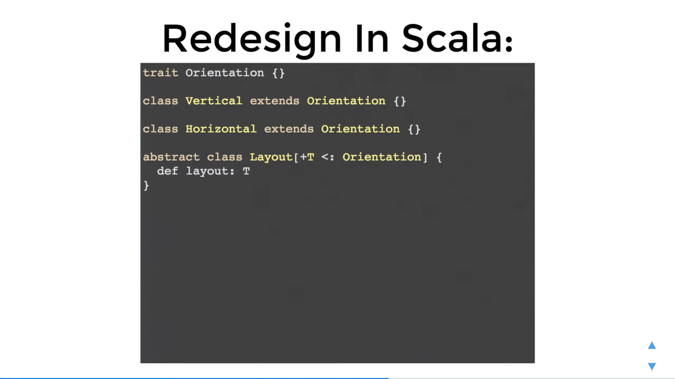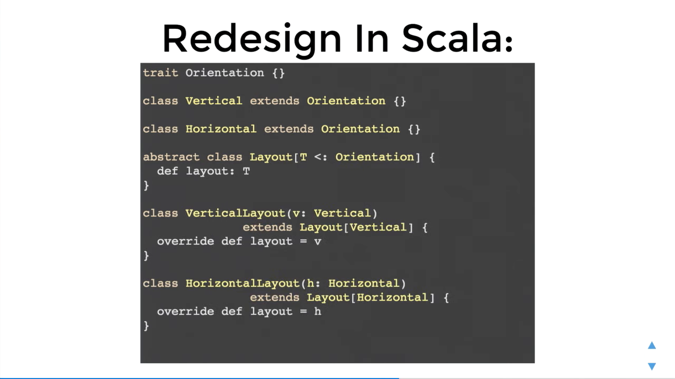Then come up with an abstract class that receives a parameter T. The T needs to be any child of orientation or orientation itself, which means we are going to have vertical, horizontal, or orientation. And then one thing that I probably would think about doing is creating a concrete vertical layout class that extends layout vertical, unboxing this idea of vertical layout. I would do the same thing for horizontal layout, but of course extending layout horizontal.